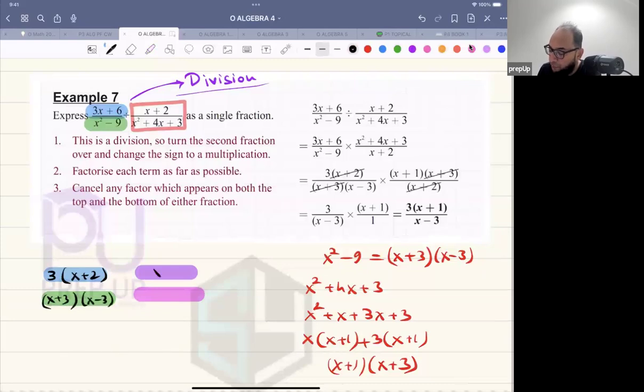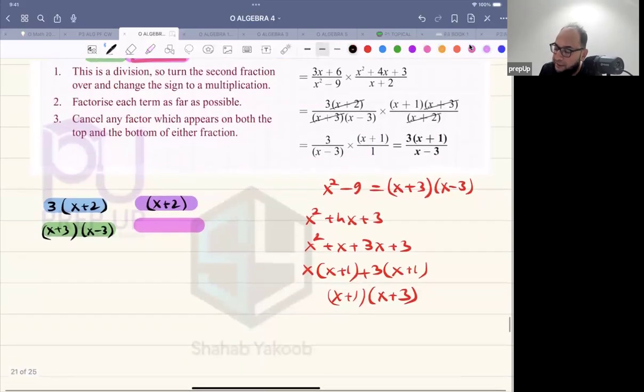And then the purple one is x plus 2. That is this purple one. This is x plus 2. And then this pinkish one, that is x squared plus 4x plus 3. That is x plus 1, x plus 3. So this is x plus 1, x plus 3. And there is a division sign over here.